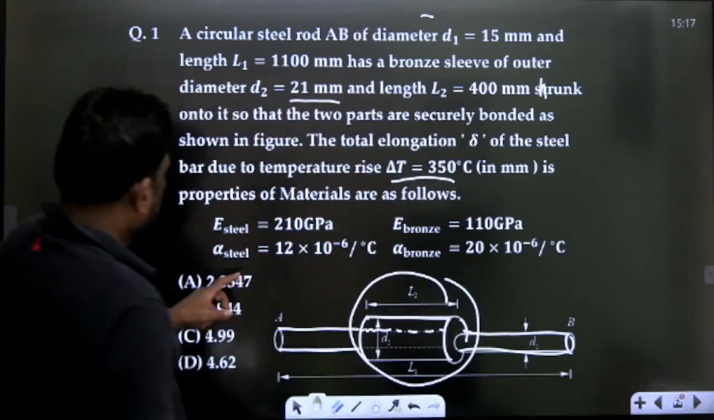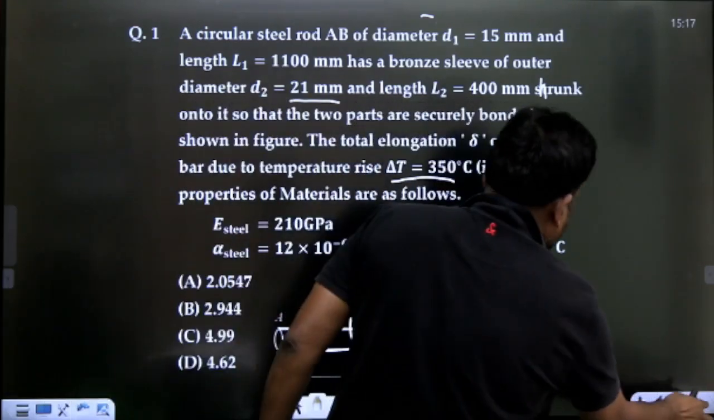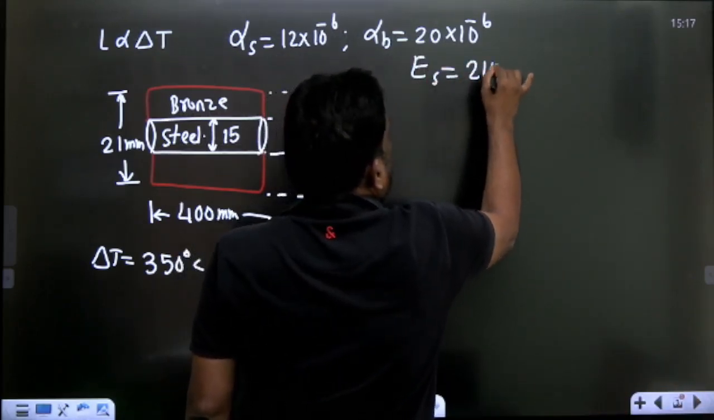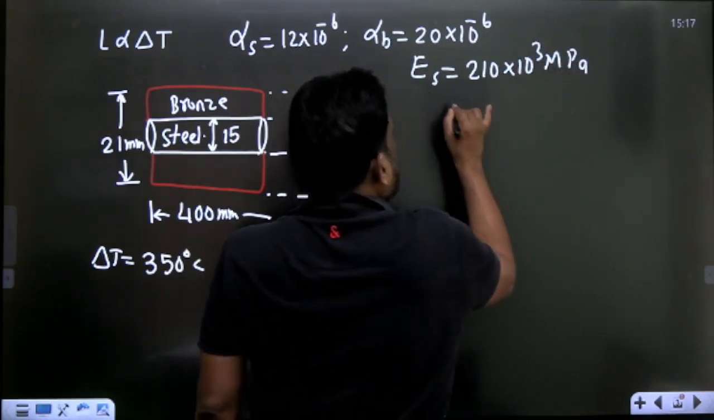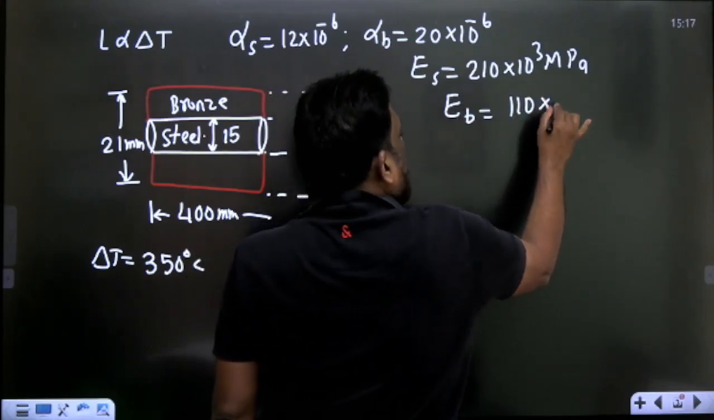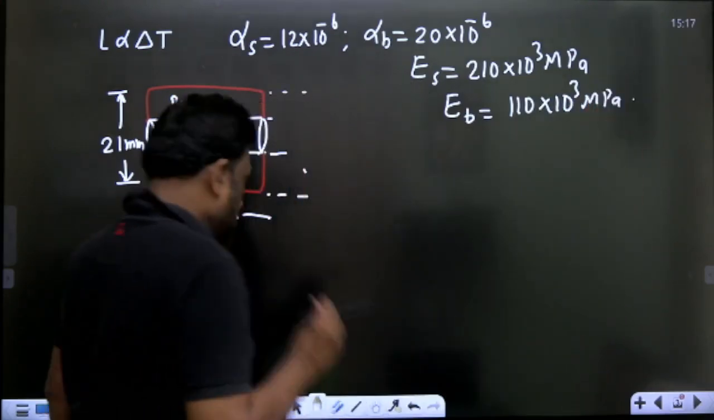And the other properties are E of steel is 210. It is given in gigapascal. I'll convert in megapascal. So similarly, E of bronze is also given. It is given as 110 gigapascal. I convert in megapascal. These are the properties given. No problem at all. Right.